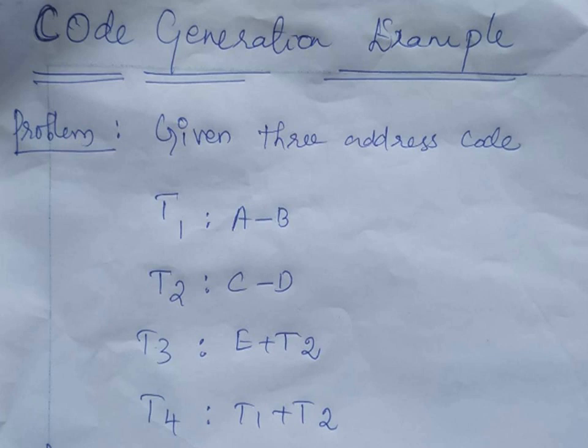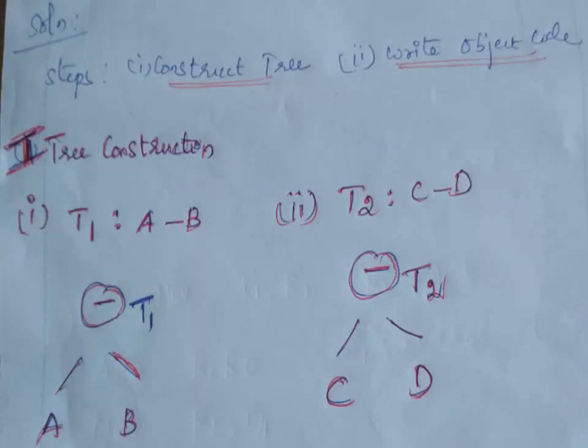For the code generation example, we have a three address code: T1 is equal to A minus B, T2 is equal to C minus D, T3 is equal to E plus T2, and T4 is equal to T1 plus T3. For generating the code, we have two important steps. The first step is to construct the tree, and the second step is writing the object code for the given three address code. First, construct the tree for the first triple, T1 is equal to A minus B.